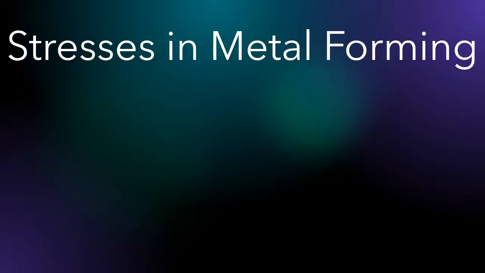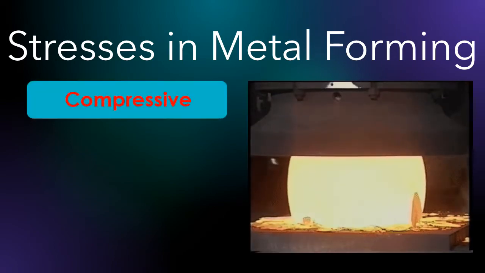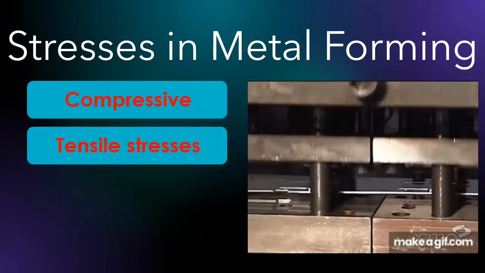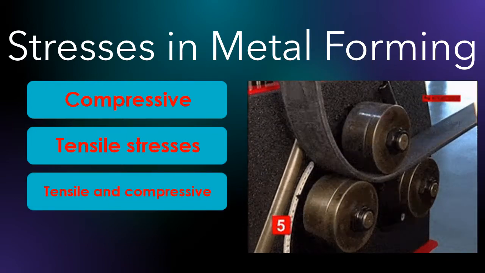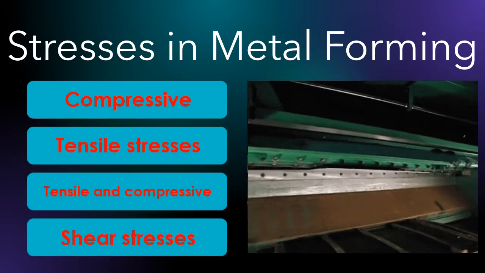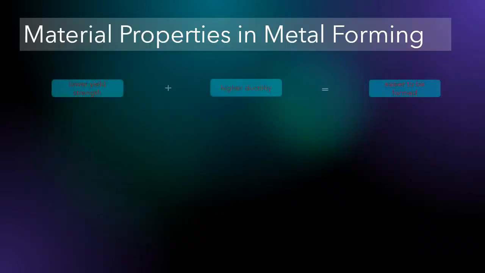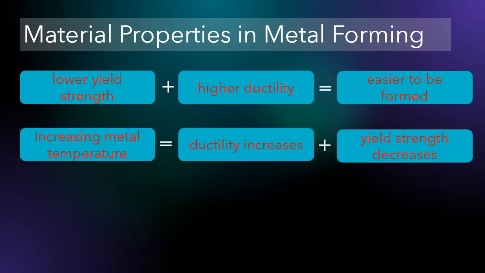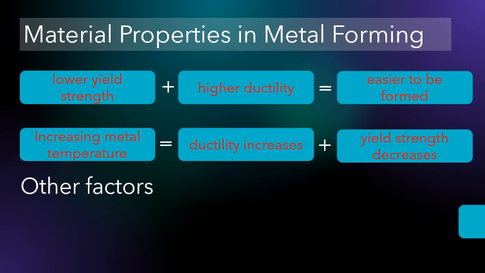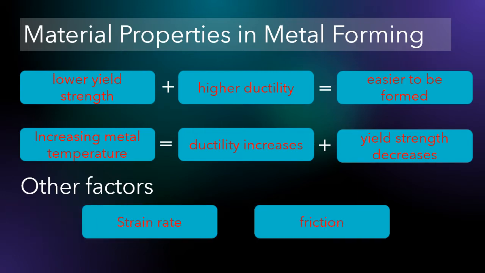The stresses involved in metal forming are compressive stresses, tensile stresses, and shear stresses. Materials with lower yield strength and higher ductility are easier to form. Metal ductility increases and yield strength decreases with increasing metal temperature. Other factors like the strain rate and friction also affect the metal forming process.